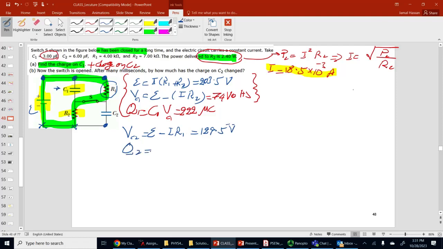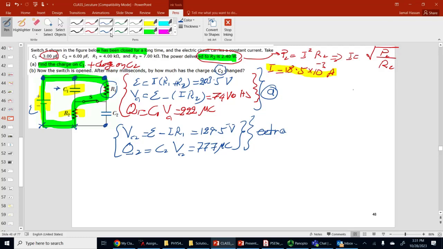That means Q2 is equal to CV, right? So it is C2 multiplied by V across C2, which gives 777 microcoulomb. Okay. So basically this is part A. That's just extra. You might need it in the second part, because the second part talks about C2, right? So the second part says, now the switch is opened. After many milliseconds, by how much has the charge on C2 changed?